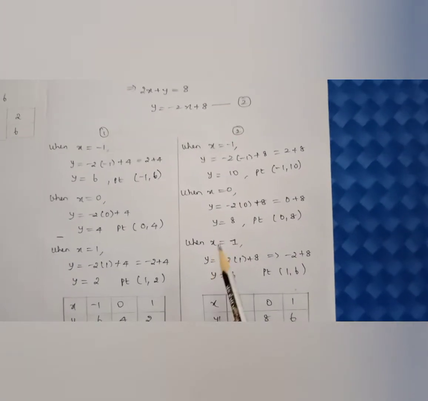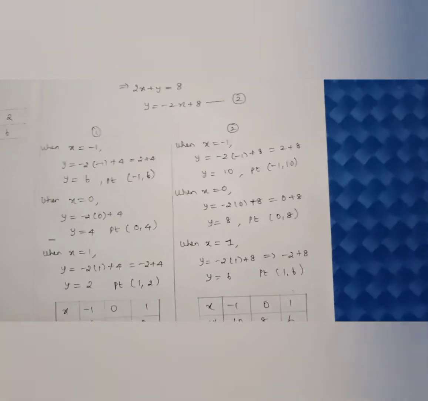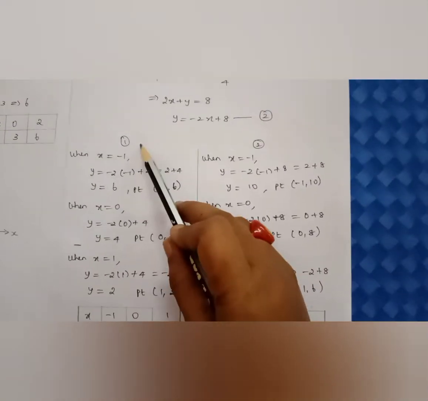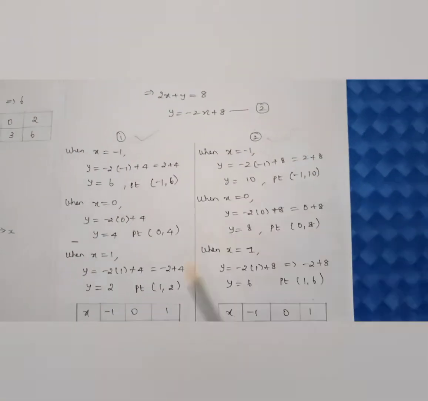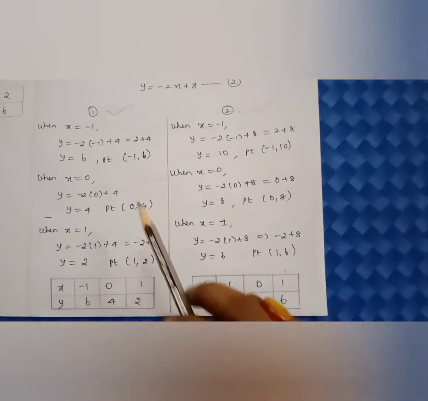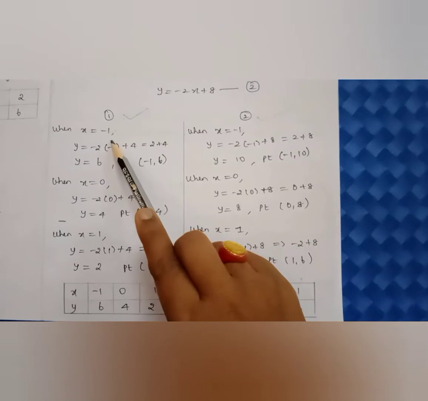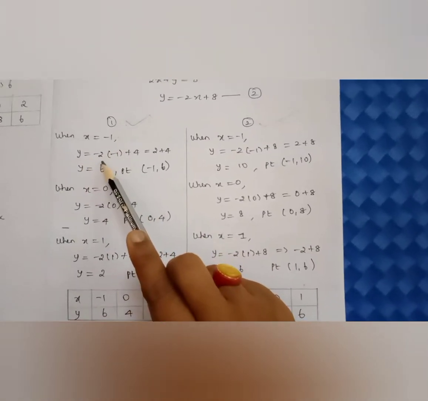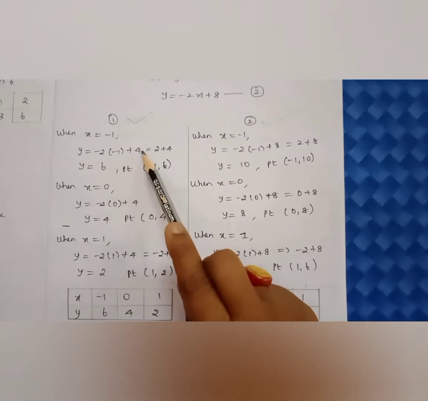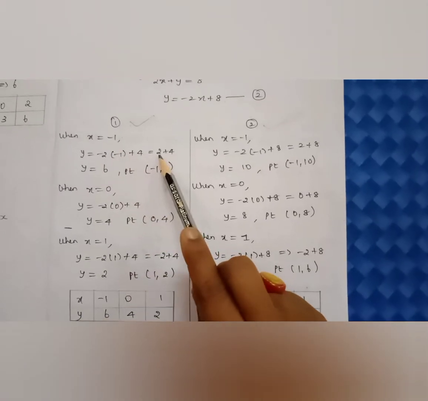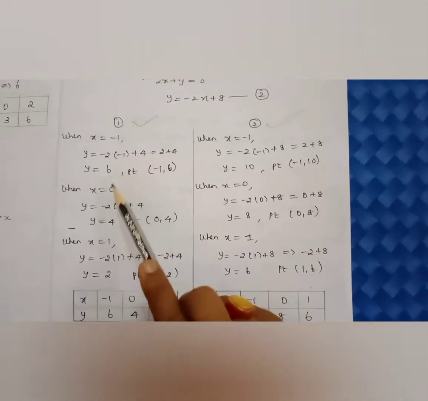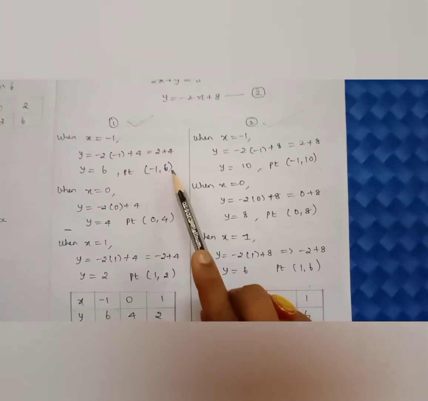Now children, what you have to do? Like how we did in the previous sum, for separate equations, this is for the first equation and this is for the second equation, I am going to substitute the values. First I will substitute x as minus 1. For the first equation, when I am substituting x as minus 1, y is equal to minus 2 into minus 1 plus 4. So minus into minus is plus 2. So 2 plus 4 is 6. So the point becomes minus 1, 6.